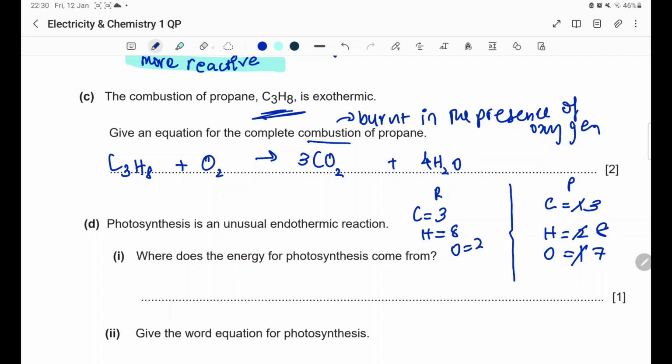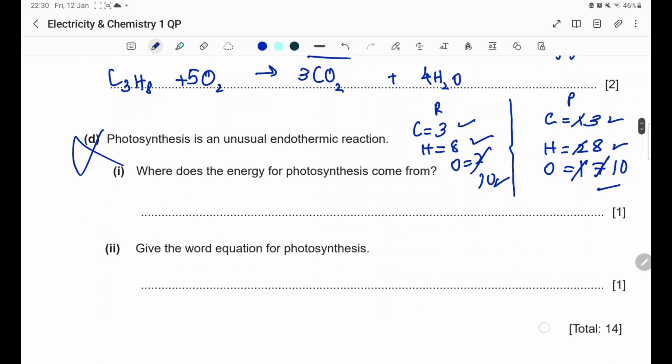4 into 2, 8. And 4 plus 6. 3 into 2 is 6 plus 4. That's the amount of oxygen. We have 10. So we got 3 and 3. We got 8 and 8, but we have 2 and 10. So 5 over here to 2 gives 10. 3 and 3, 8 and 8, 10 and 10. And that is your balanced equation.